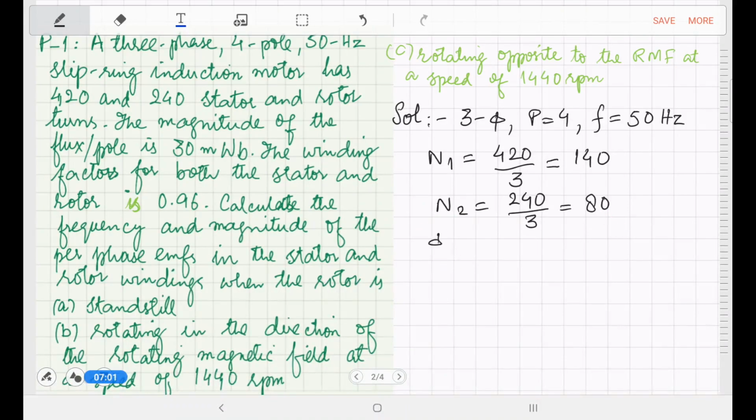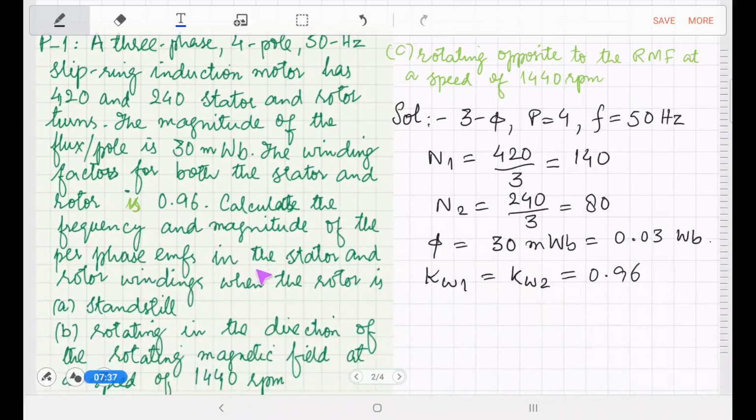The flux per pole phi is given as 30 milliweber, which can be written as 0.03 Weber. And the winding factor for the stator and rotor is equal. Kw1 will be equal to Kw2, 0.96. We have to calculate the frequency and the magnitude of the EMF per phase of stator and rotor.